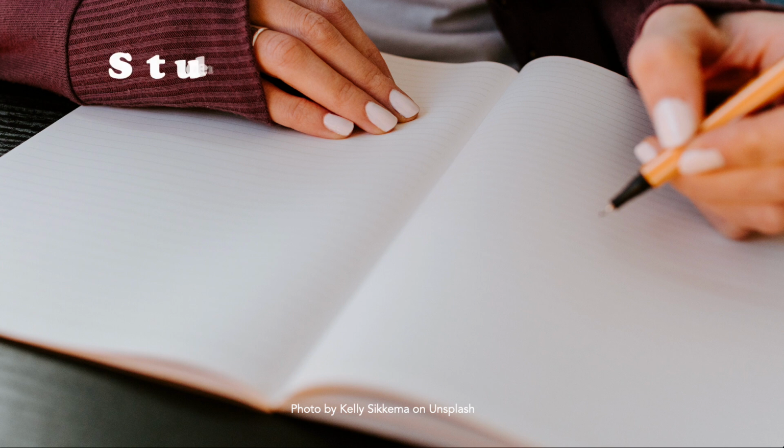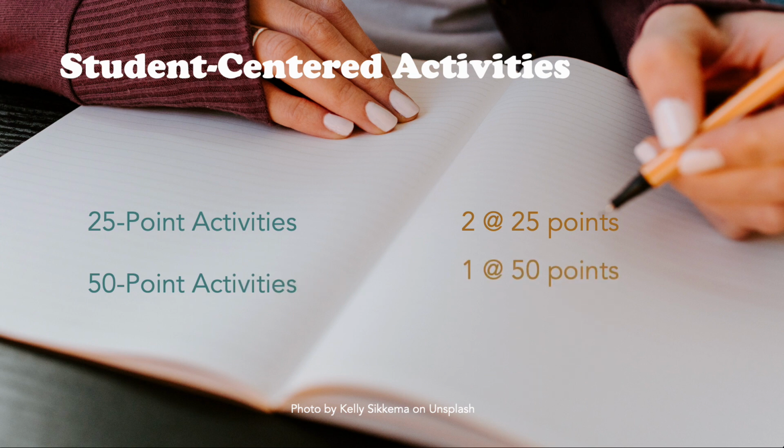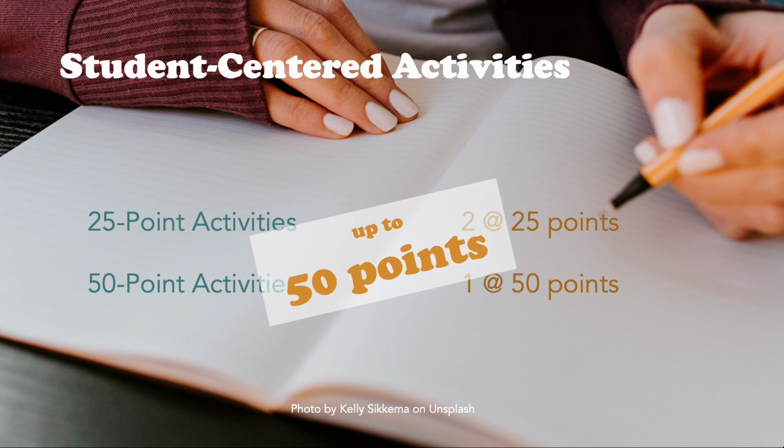Early in the semester, you are expected to review the acceptable activities and plan out what you will be doing. You can choose from a selection of acceptable 25-point and 50-point student-centered activities. You choose the activities that you want to complete to accrue up to 50 points.